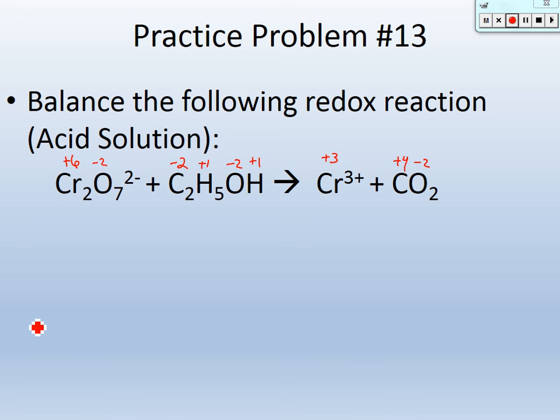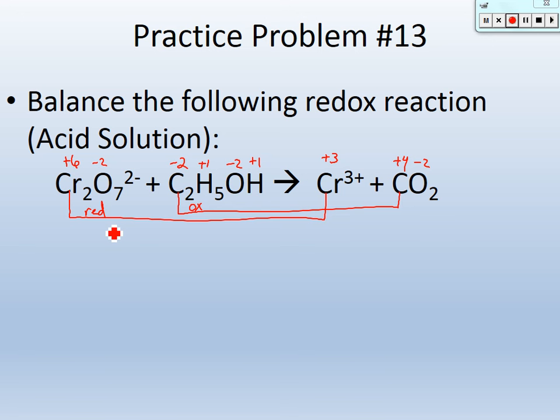Now we've got to see which one's going up in its oxidation number or being oxidized, and let's find out which one's being reduced. Which one's going up? Isn't carbon going up? Carbon is going from -2 to a +4, so that's going up, so that's oxidation. Which one's seeing its oxidation number go down or be reduced? Chromium here goes from +6 to +3, so that's reduction.